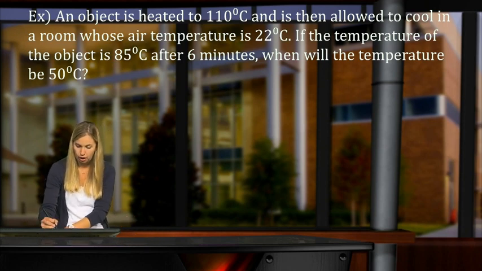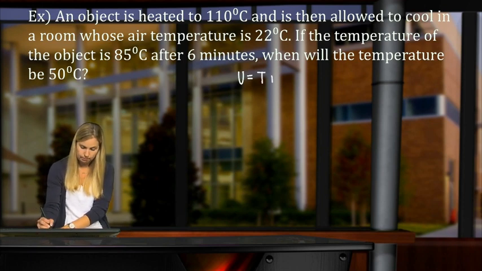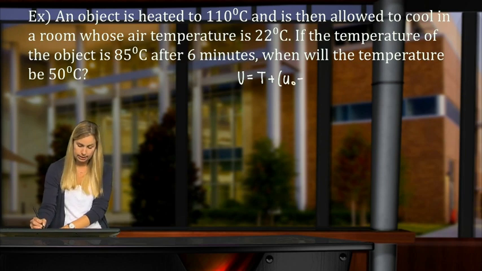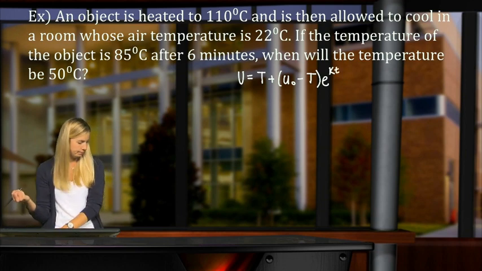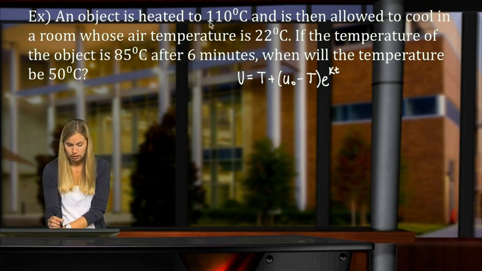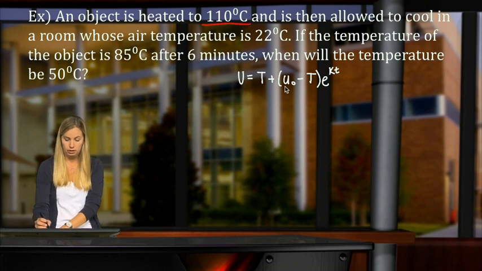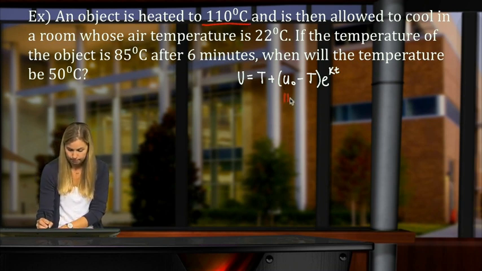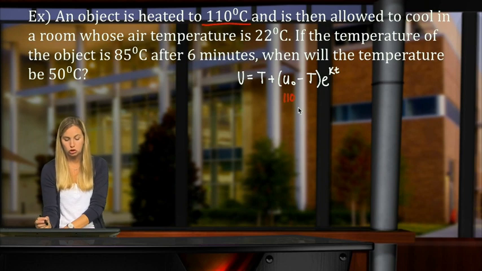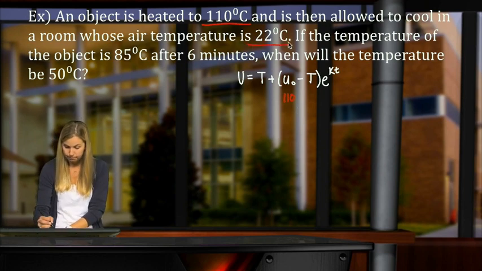Let's go ahead and rewrite our model. It's capital U equals capital T plus U naught minus capital T multiplied by e to the kt. What values are we given in the problem? The object is heated to 110 degrees. That's our U naught. Is allowed to cool in a room whose air temperature is 22 degrees. That's our capital T.